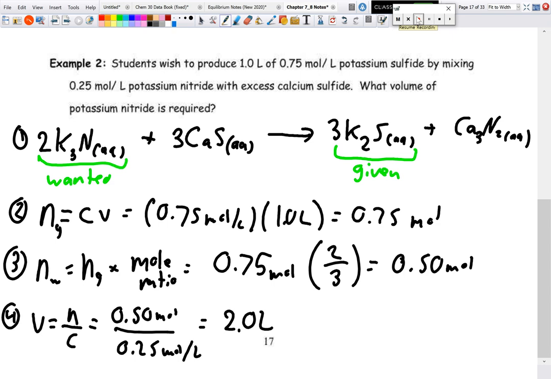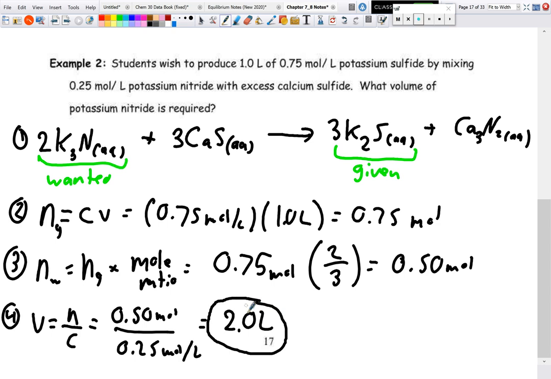And when you do it out, you should get an answer that looks like this. So of course, our balanced chemical equation, we have potassium nitride reacting with calcium sulfide, and that is the reaction right here. So potassium nitride mixing with calcium sulfide, and we produce our potassium sulfide and our calcium nitride. So of course, once you get your balanced chemical reaction, it should look like that. Number of moles of the given is C times V. Number of moles of our wanted is number of moles of our given times our mole ratio. And of course, solving what volume must be reacted. Volume is just equal to N over C, and we get 2 liters.